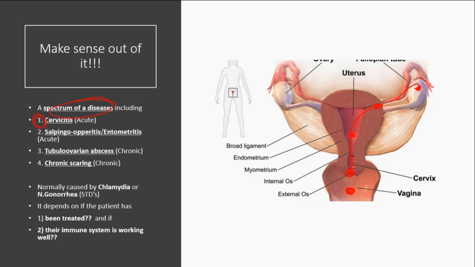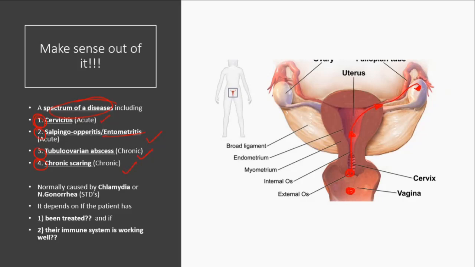cervicitis, salpingo-urethritis and endometritis, tubo-ovarian abscess, and chronic scarring. When you read in the books, they'll mention these things. Cervicitis, endometritis and salpingo-urethritis are acute conditions, whereas tubo-ovarian abscess and chronic scarring are more chronic, so they occur later on in time, and it will make sense why.